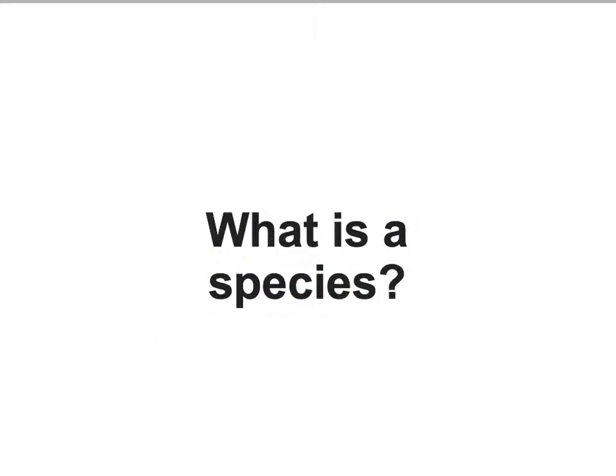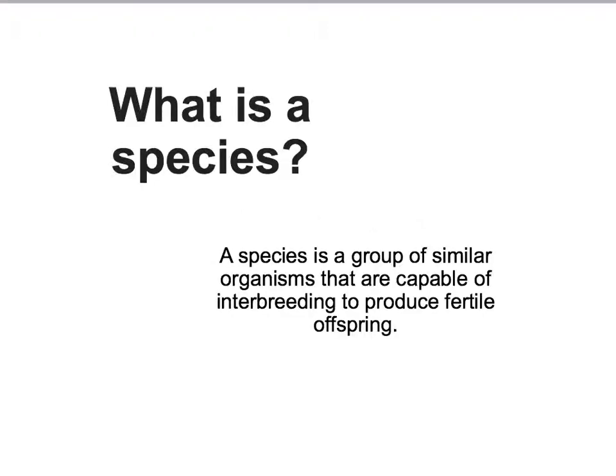I have talked about how we divide organisms up into their different species, but what exactly is a species? A species is a group of similar organisms that are capable of interbreeding to produce fertile offspring. It should be noted that some closely related species can breed and produce offspring, but those offspring are not fertile, which means they cannot go on to have offspring themselves.